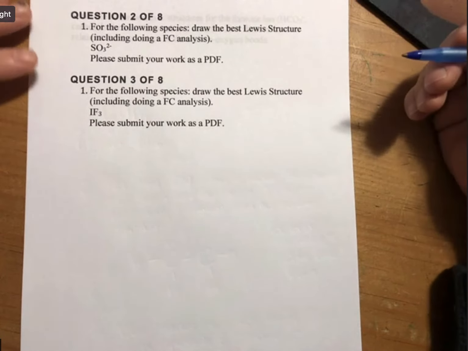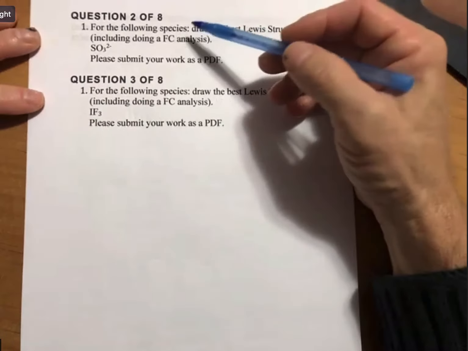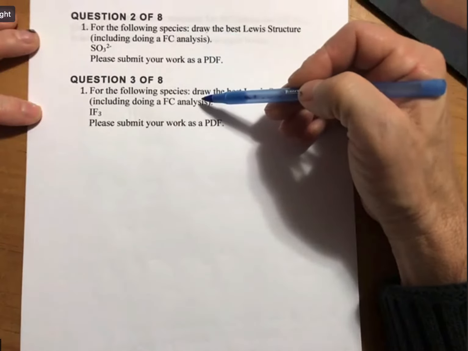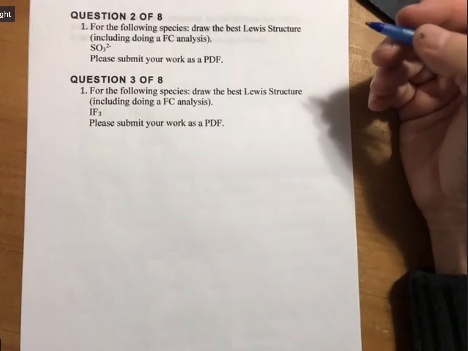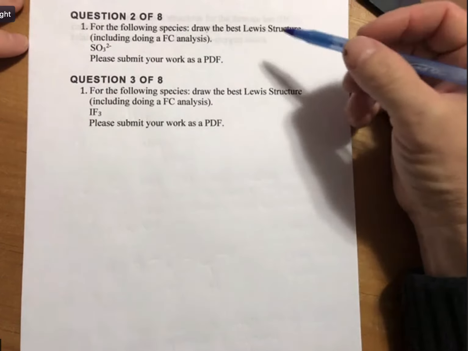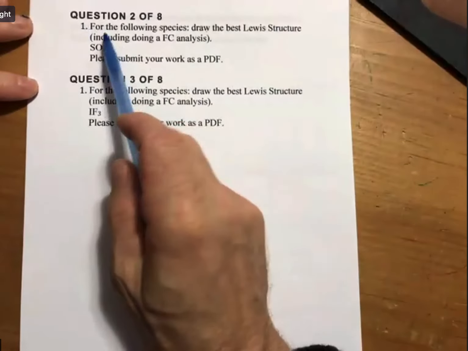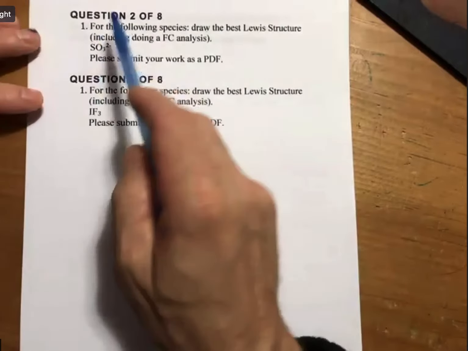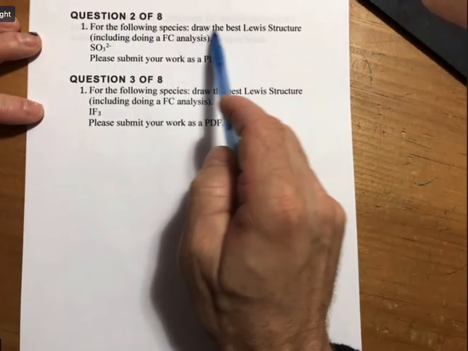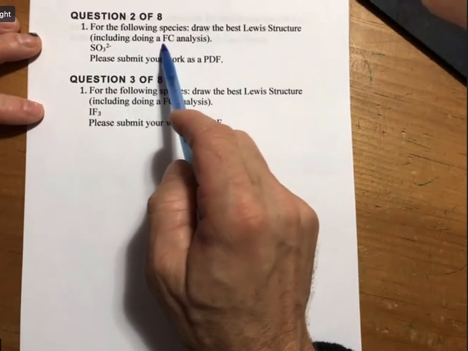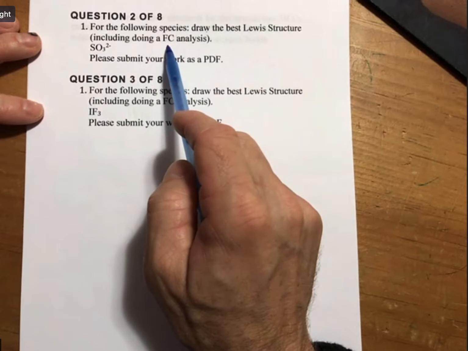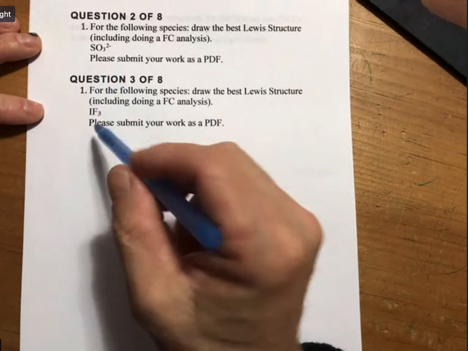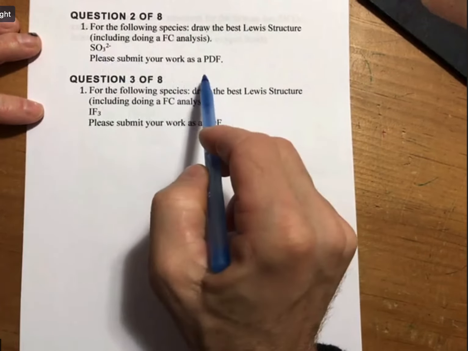And what I've done is I looked at the 8 problems and I thought problems 2 and 3 would be good problems to do for you to show you how this works. The problem statement number 1 says, although I don't know why it says number 1 for each of them, for the following species, draw the best Lewis structure, including doing a FC or formal charge analysis for SO3 2-, which is the sulfite ion. Please submit your work as a PDF.